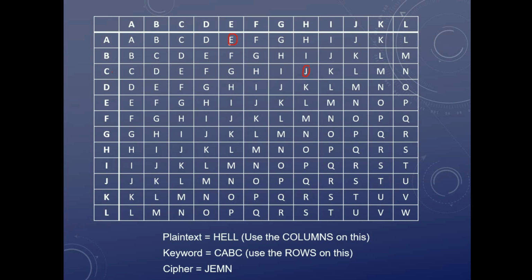Now this is where it gets cool and different from the monoalphabetic ciphers. For the first L in hell, I'm going to row B, all the way over to column L, and I end up with an M.